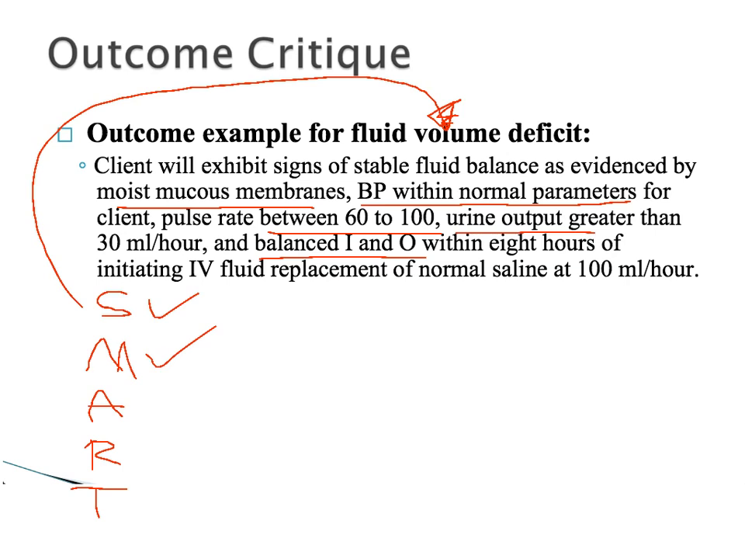Is it action-oriented? Typically, your faculty will look for words such as demonstrate or verbalize, but this student did a nice job and said client will exhibit signs of stable fluid balance. That word exhibit means that they're going to demonstrate through their changes in their vital signs and through their changes in their skin turgor and through their urine output that they have a normal fluid balance. So this word exhibit, I can count as an action-oriented verb that tells me what the client will do.